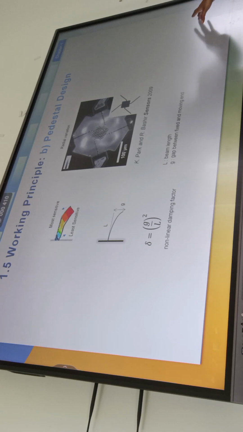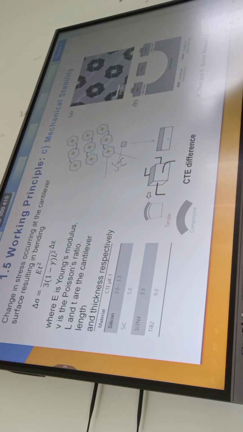So why we have taken this: when we take the four-end or pedestal design, the stress distribution is uniform. That's why we have taken this design as a contribution, as our motivation. And here we can see that by combining all these pedestal designs, we can make some useful devices or elements.